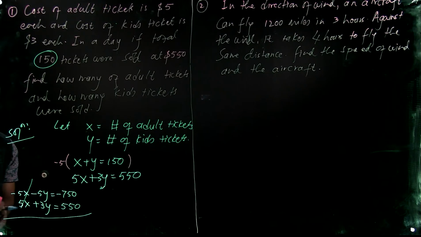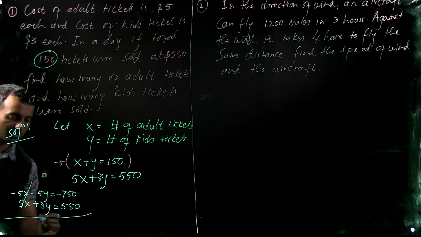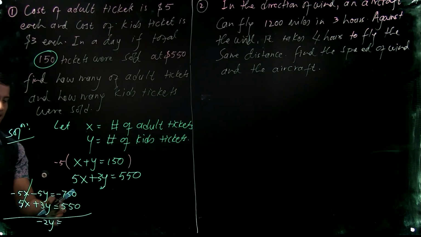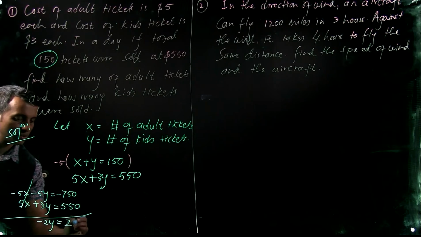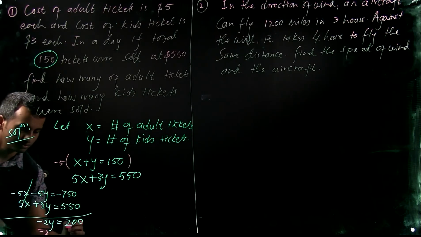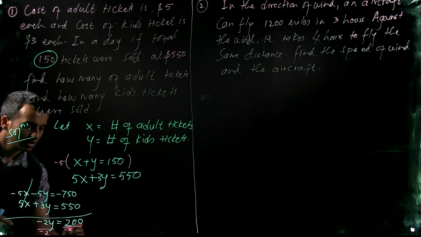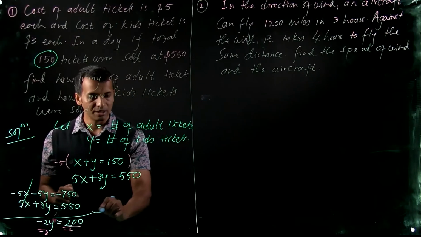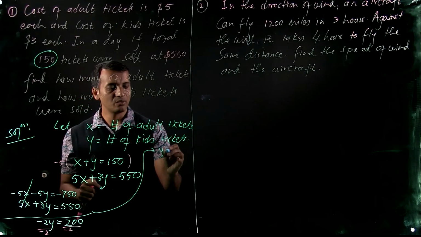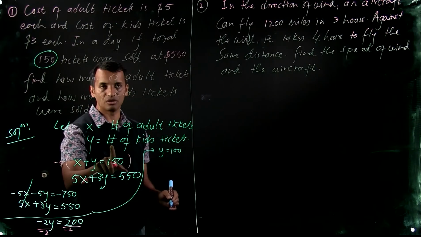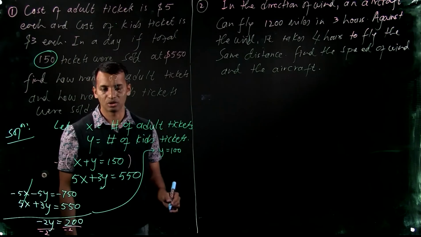So you cancel the negative 5x and positive 5x. So what do you get there? Negative 5y plus 3y will be negative 2y equals negative 750 plus 550, which is negative 200, right? So what do you do next? You divide by negative 2. So you get y equals 100, meaning the number of kids tickets is 100. Okay, 100 kids tickets were sold.